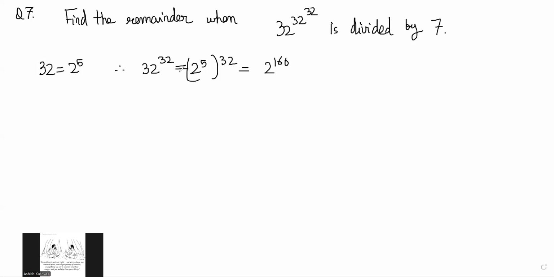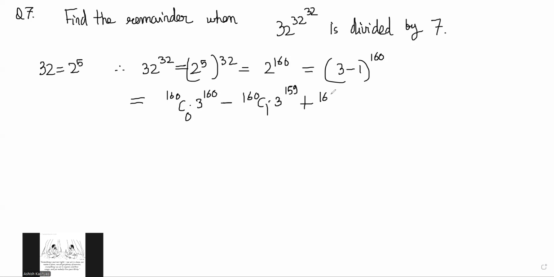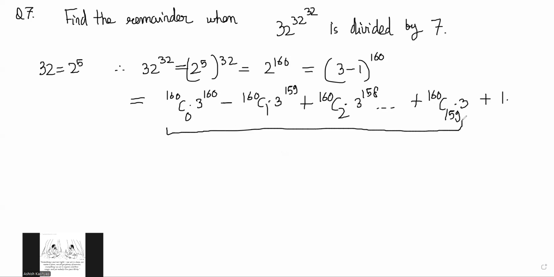So 2 power 160 is 3 minus 1 to the power 160. And I can expand this as a binomial and I will get 160 C0 3 power 160 minus 160 C1 3 power 159 plus 160 C2 3 power 158 and so on till you get a term 160 C 159 into 3 and then you get a 160 C160 plus 1, right? So notice that all of these numbers are divisible by 3. So you have a number of the form 3m plus 1.